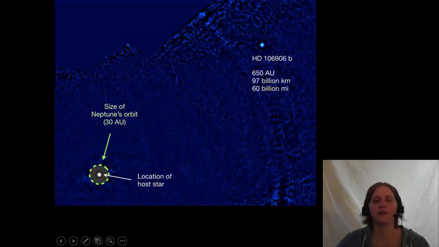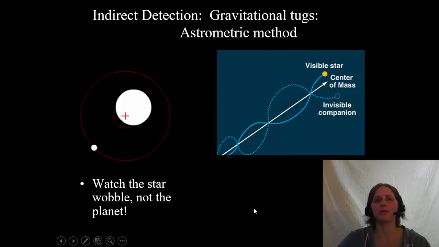This is the last example I'll give you of direct detection. The star was down here. We used interferometry, so that gives you a lot of artifacts along this picture, a lot of speckles. And here's the planet. In this case, it is impressive that the planet is so far away from the star, because this ring right here is the location of Neptune's orbit.